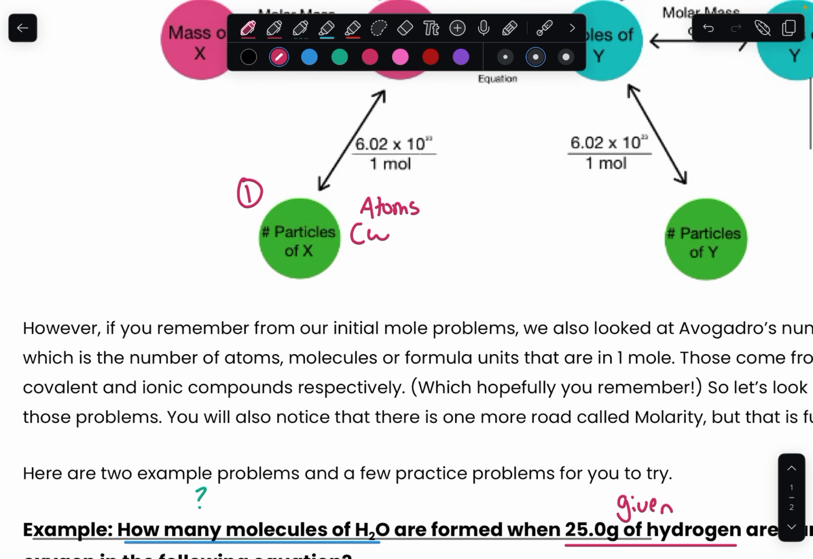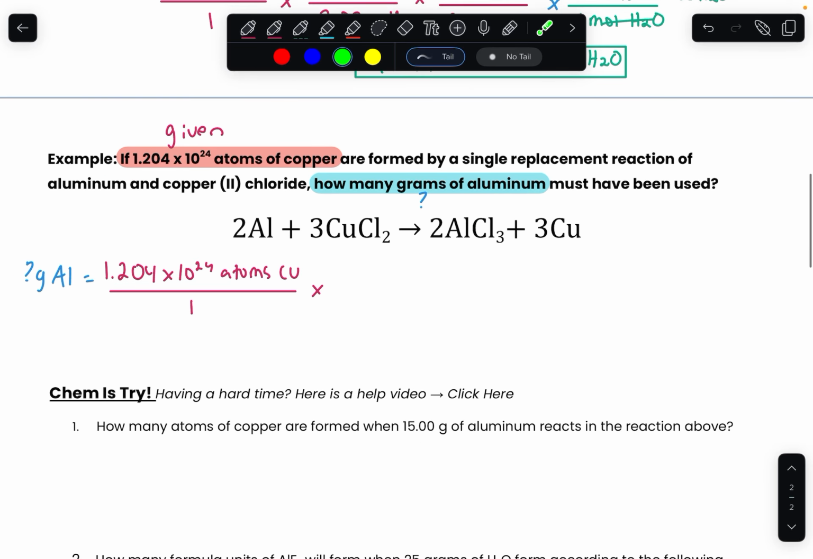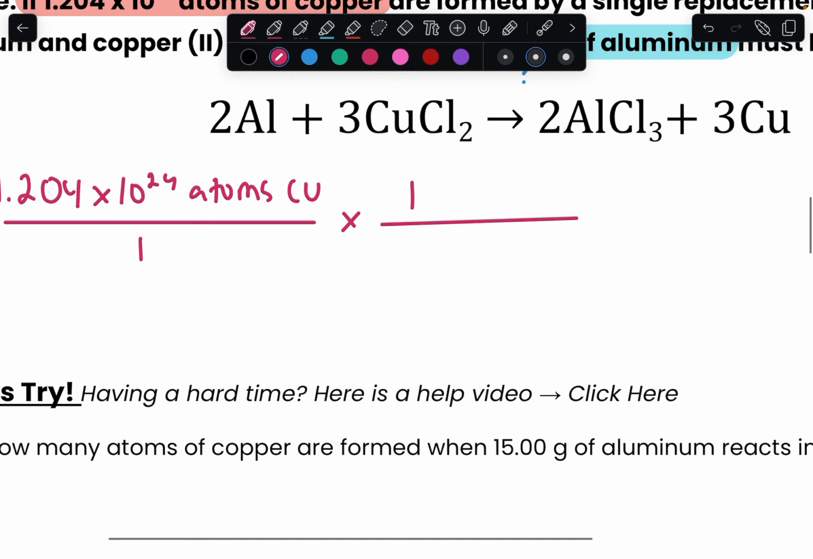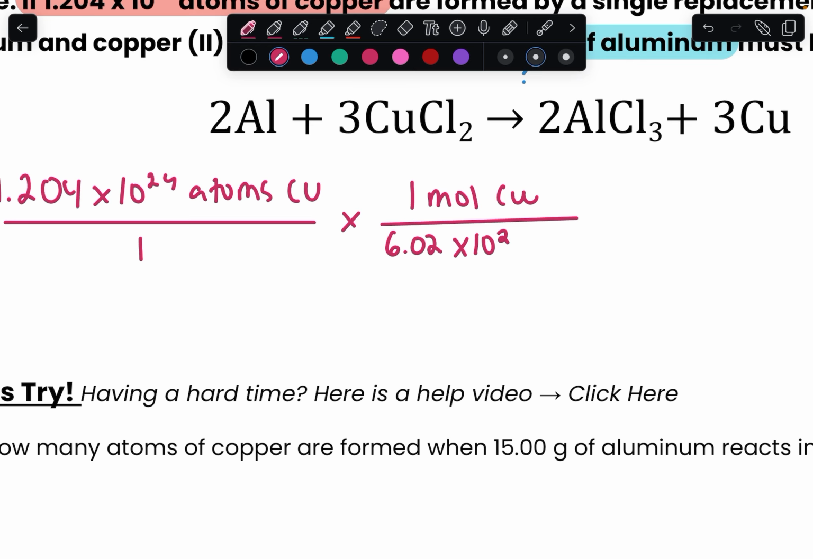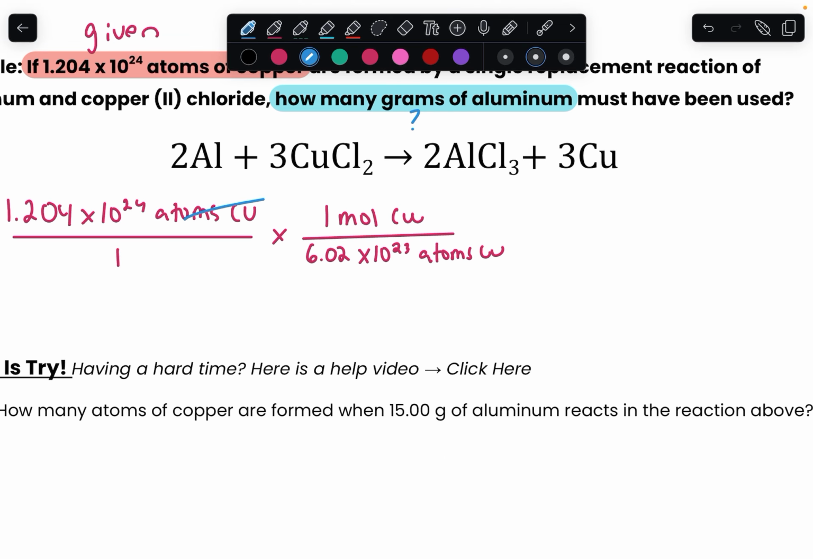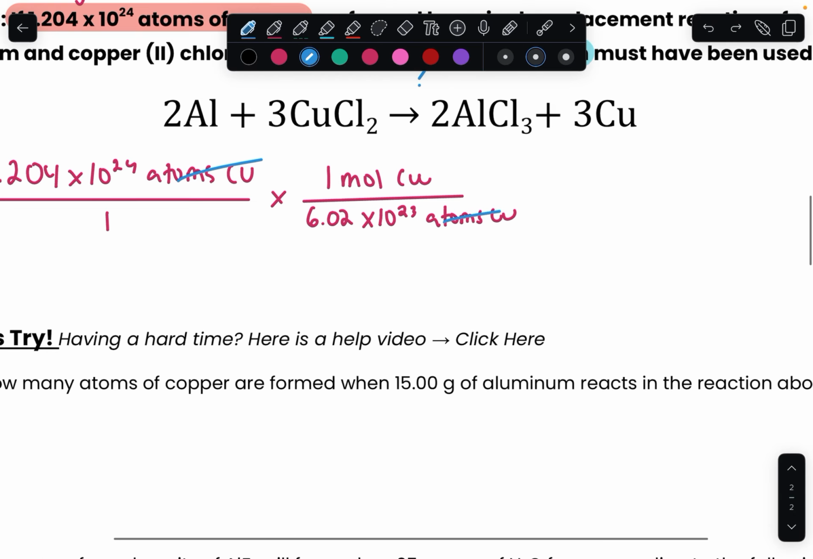Now, step number 1, given the map, is we're in particles, or atoms of Cu. We need to get to moles. We are going to use Avogadro's number to do that. Recall that Avogadro's number applies to atoms, particles, formula units, and molecules. So it is totally legal to use Avogadro's number here and say that for every 1 mole of Cu, we have 6.02 times 10 to the 23rd atoms of Cu. Since copper is an element, that's why we're using atoms there. In the previous example, water is a molecule. That's why we used molecules in Avogadro's number.